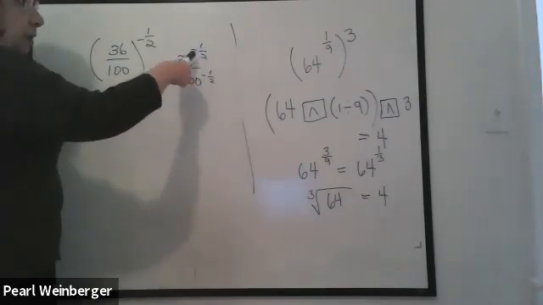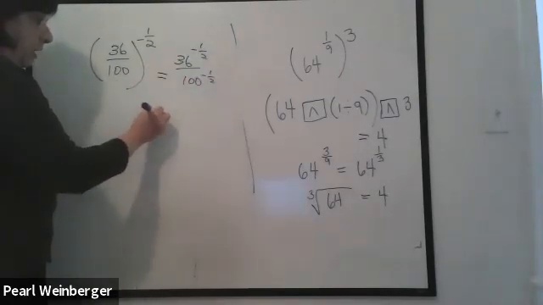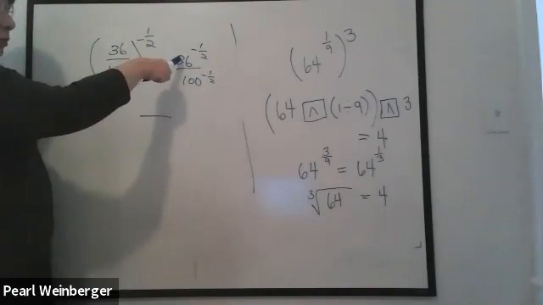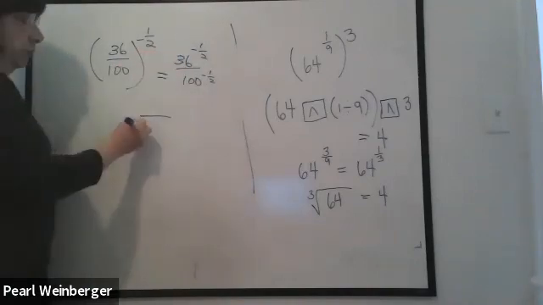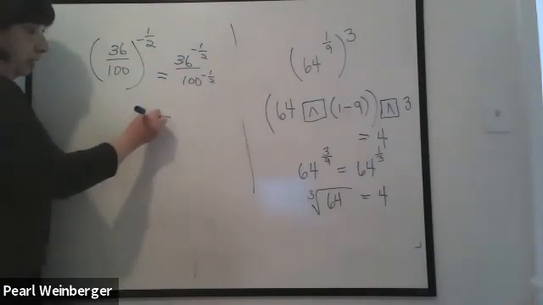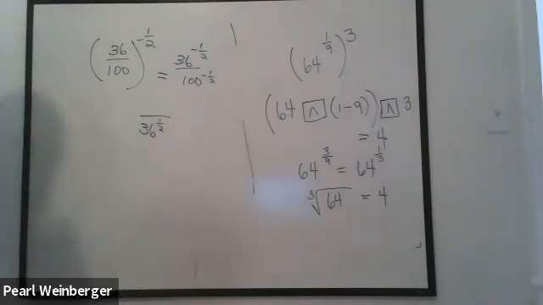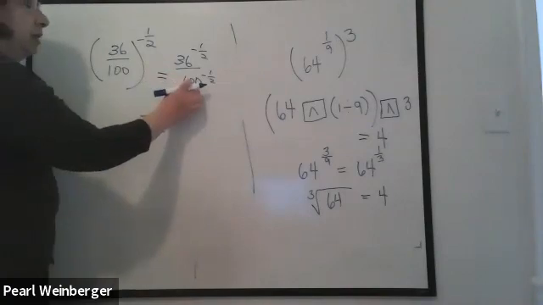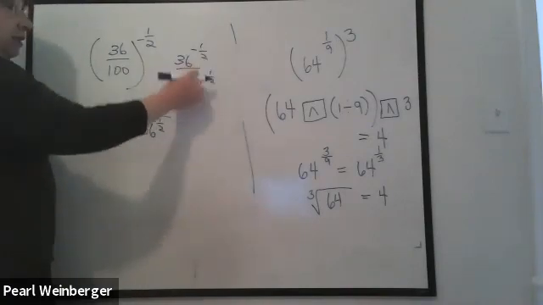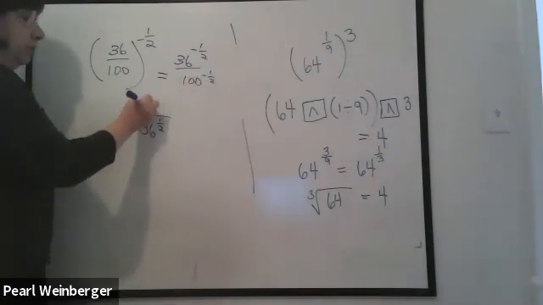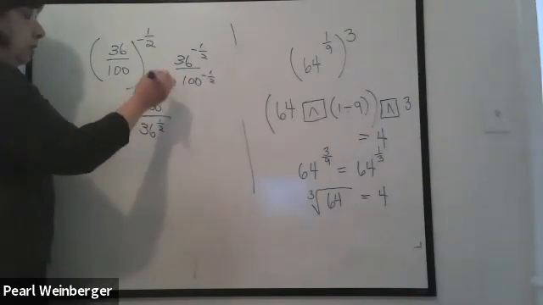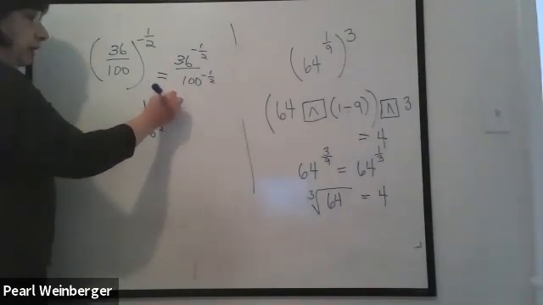Now, a negative exponent means that you have to take its reciprocal. So the 36 to the negative 1/2 is going to go to the denominator as a positive 36 to the 1/2. And the 100 to the negative 1/2, it's in the denominator, so it's going to have to come up to the numerator and become 100 to the positive 1/2.